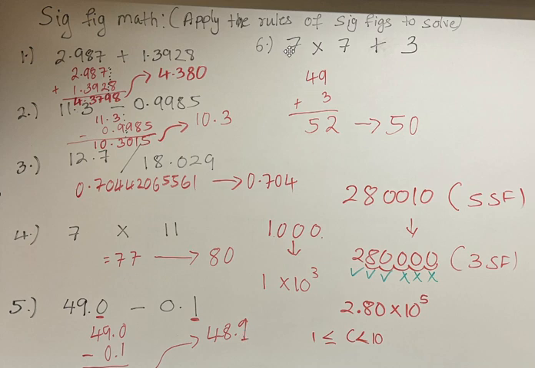Finally, another simple mathematical problem, but including multiplication and addition. 7 times 7 plus 3. Think of again all of this as being measurements. So 7 times 7 is 49. 49 plus 3 is 52. But because we should have only 1 sig fig, it's rounded to a 50. All right.